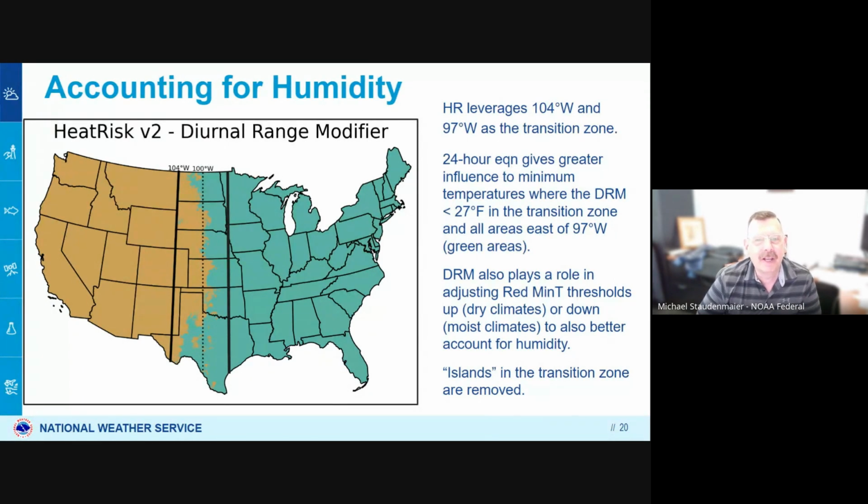We calculate this value at all grid boxes. Locations with humid climates exhibit a smaller DRM range. Heat risk leverages this natural humidity dividing line in the middle of the country and the DRM to define the areas where we'll apply one of two 24-hour equations.